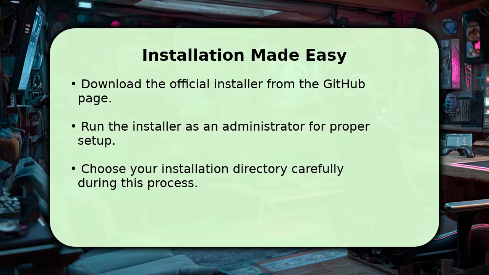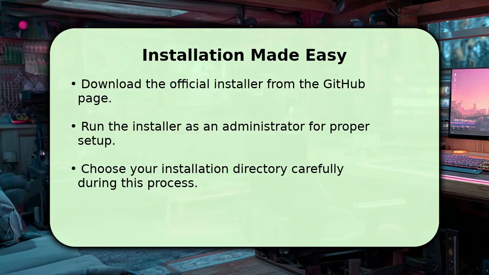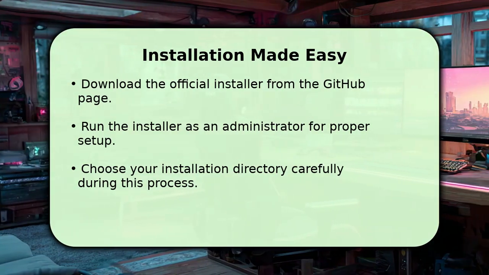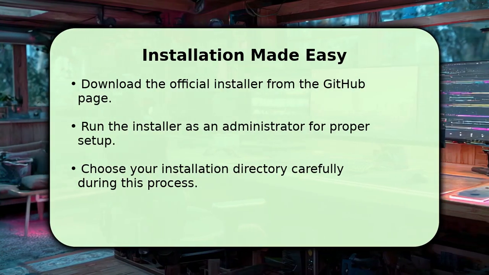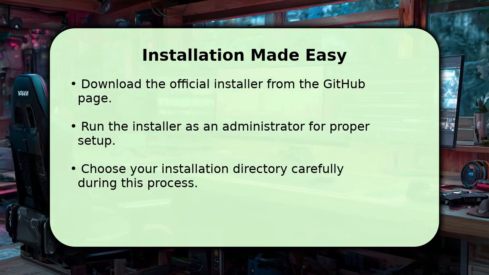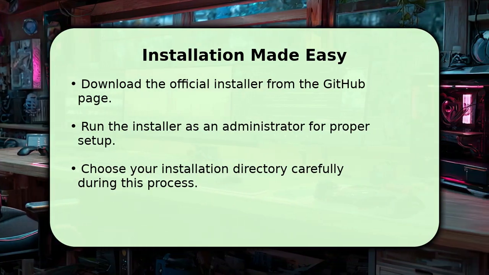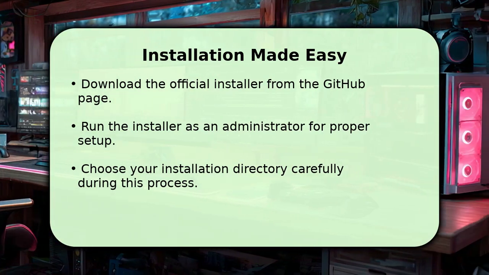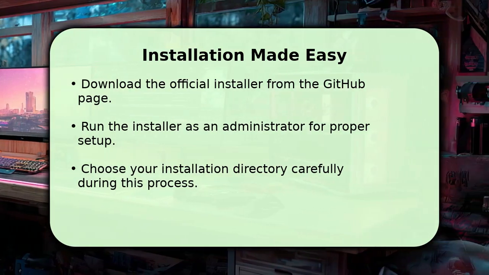Begin by visiting the official Bloxstrap GitHub page to download the latest installer. Once downloaded, right-click the file and select Run as Administrator to ensure all necessary permissions are granted. The installation wizard will guide you through choosing an installation path. A default location is usually sufficient. This straightforward process typically takes less than 1 minute to complete, setting up your new client efficiently.